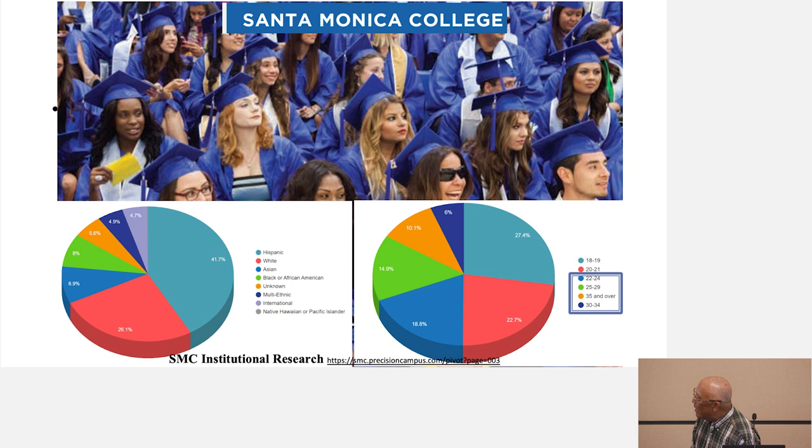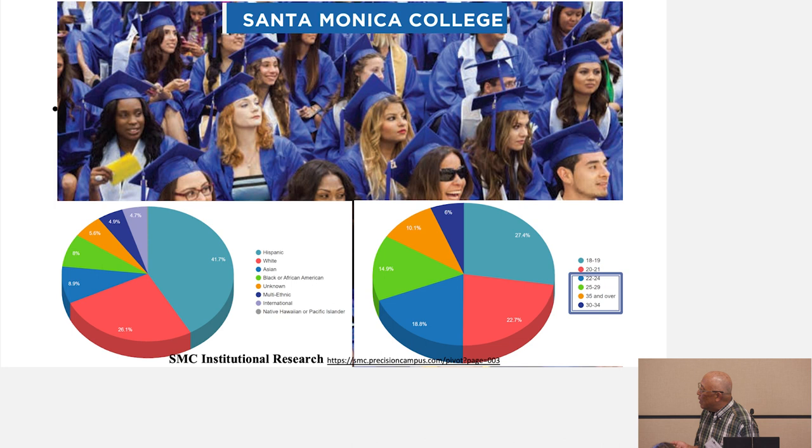This is the makeup of Santa Monica College. Just like all community colleges, our students are very diverse in terms of race and ethnicity. Almost 70% are students of color. But I also want to point out that our college serves almost one-third non-traditional students. Most of them work 40 plus hours a week. Just like many of the students in my evening class, and I love it because they not only work hard, they are highly motivated, and they know how to study. So I really enjoy what I'm doing here.